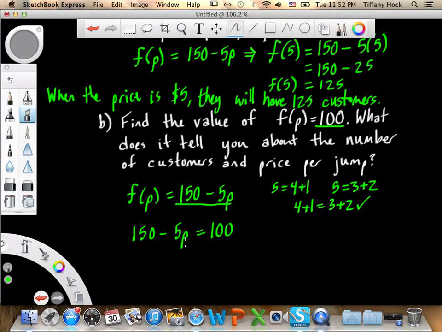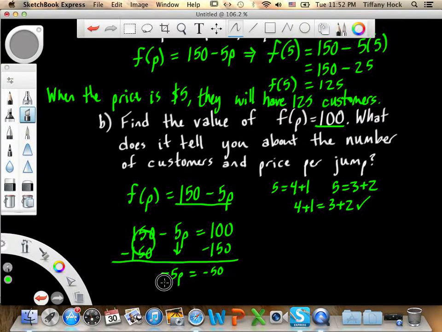So basically, I'm trying to figure out what price can I charge and still have 100 customers show up. Because remember, f of p is the number of customers, and it equals 100. So we just work backwards and solve this equation. So I'm going to take away 150 from both sides. If I do that, these 150s will cancel out, and I'm left with negative 5p that comes down. And 100 minus 150 is negative 50.